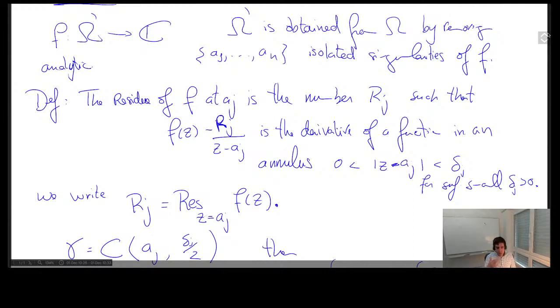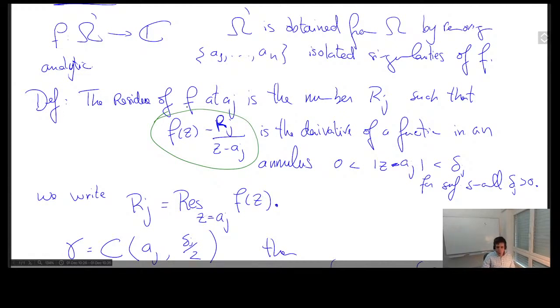We define r_j to be the number such that the integral of f(z) around that curve and the integral of r_j over z minus a_j around that curve are the same. So we define r_j to be the period over 2 pi i. Then the integral of f(z) minus r_j over z minus a_j becomes 0. And the integral being 0 is the same as being the derivative of a function, at least in a nice set, as we've seen a few times.